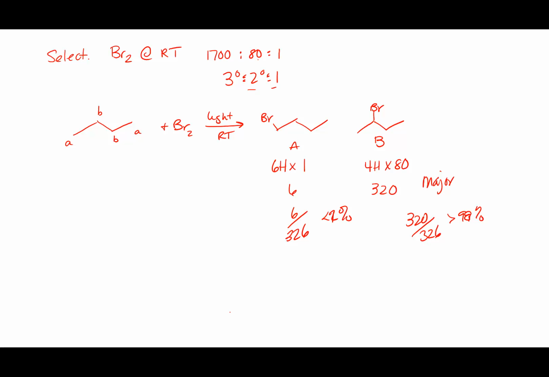So for bromination, if there's a tertiary position, that's where the bromine's going. If there's no tertiary position, it's going to the secondary position. What if there's more than one secondary position? The one with the more hydrogens is the major product.